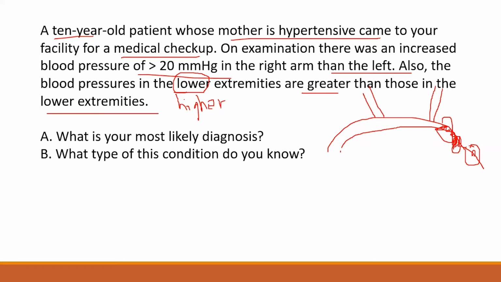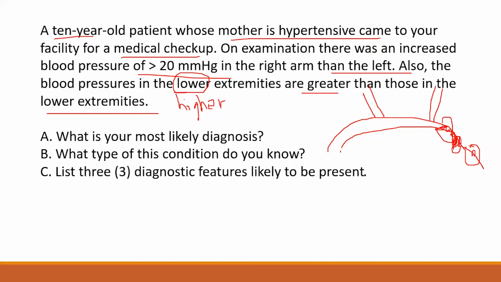Then you can think of the adult or the postductal. Postductal is narrowing that occurs after the ductus arteriosus, and this is common in adults. So again, preductal and postductal. All right.